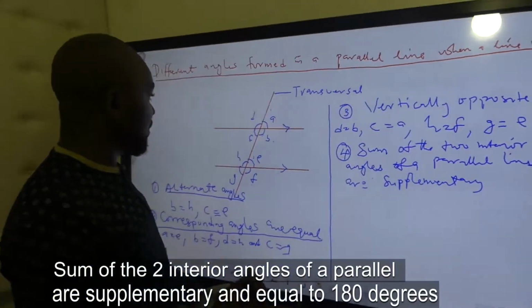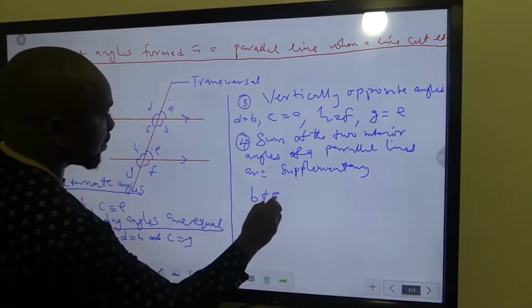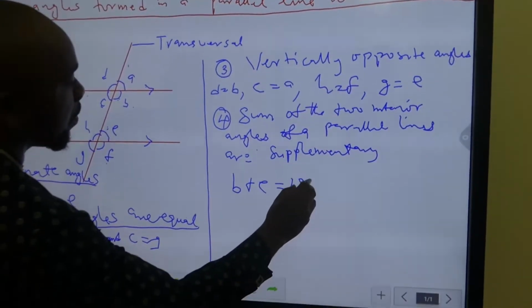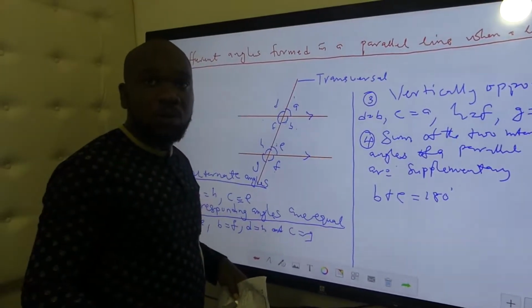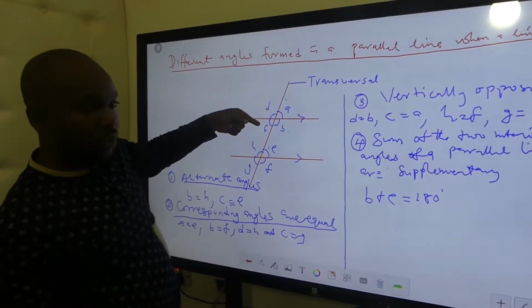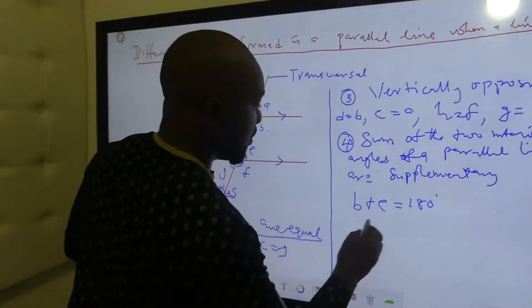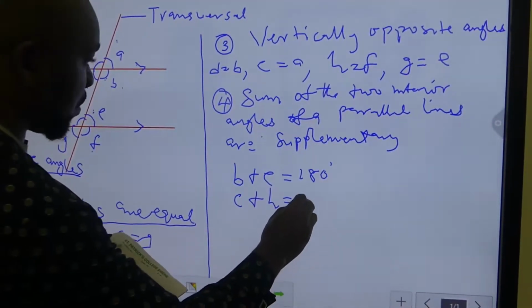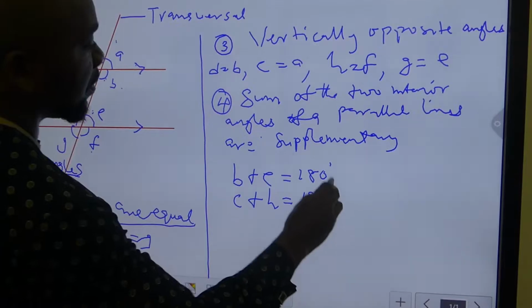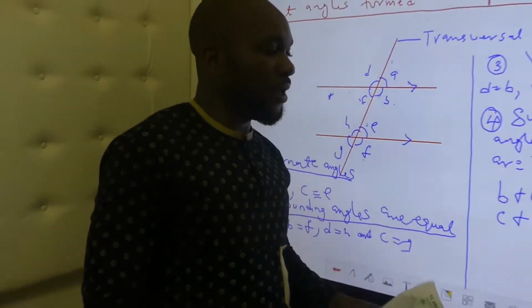Which means that B plus E is equal to what? 180 degrees. So, another one is what? C plus what? H. We have that C plus H is equal to 180 degrees. Then, let us go to another subtopic.